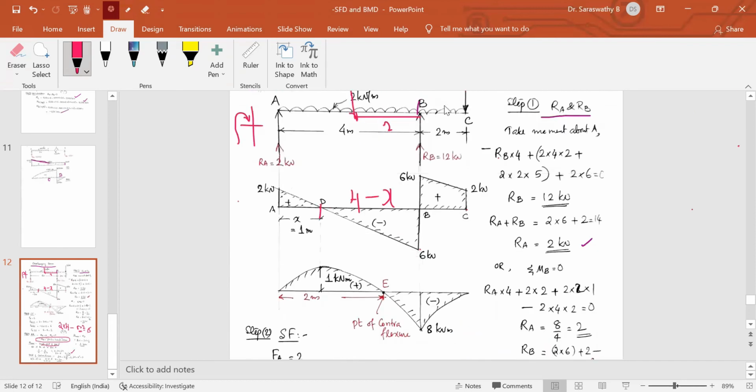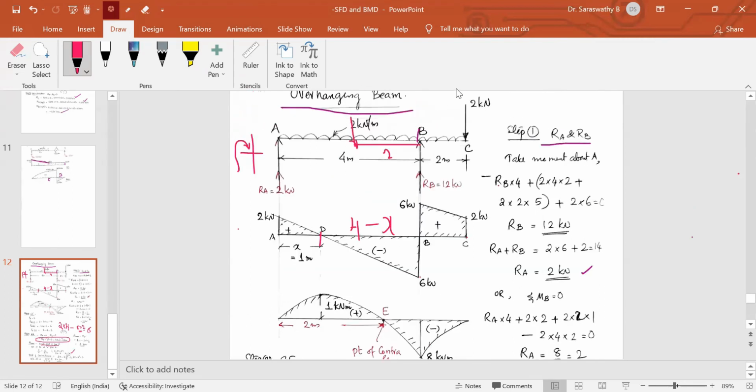So as usual, we can take MB is equal to 2 into 4 minus 8 into 2. In this case, when there are several loads, you can also consider the moment at B from the right side. If you consider from the right of section, that will be this vertical load 2 into 2. That is a clockwise moment.